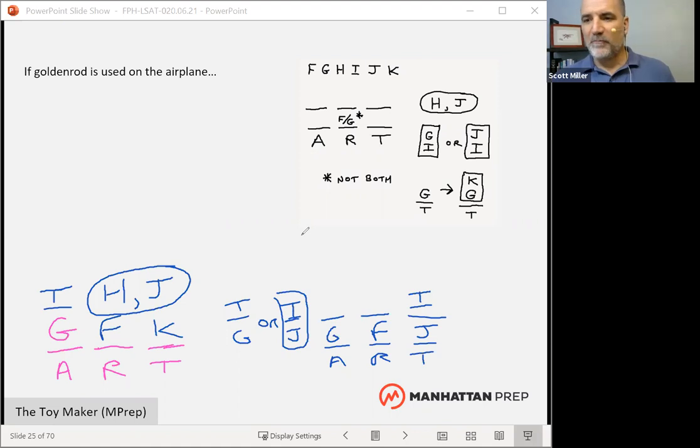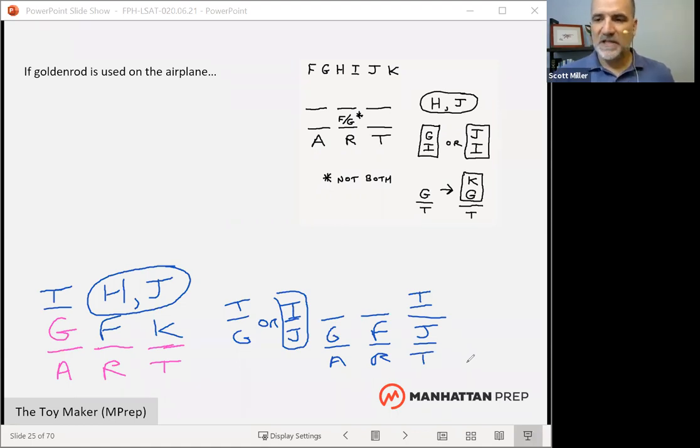So now I'm going to go to my right-hand diagram here on this side of the screen and say, okay, who's not there yet? I have G, F, J, and I. I have 2 spaces left. Looks like that's going to be K and H, right? That's all that's left.